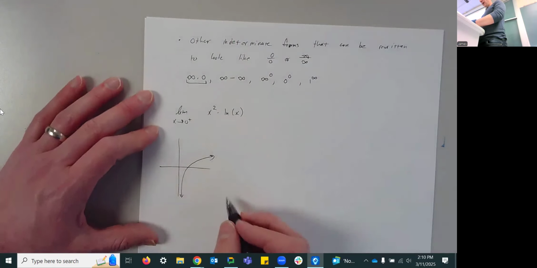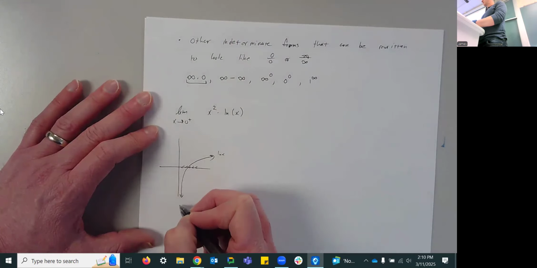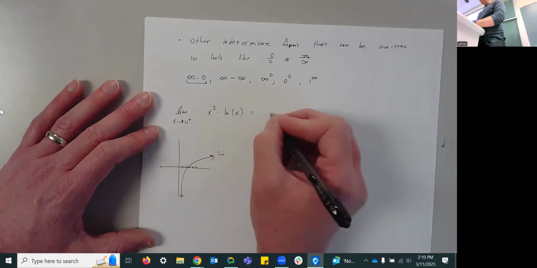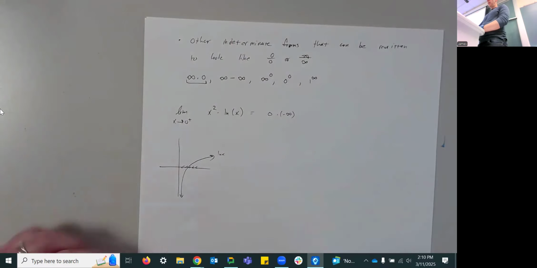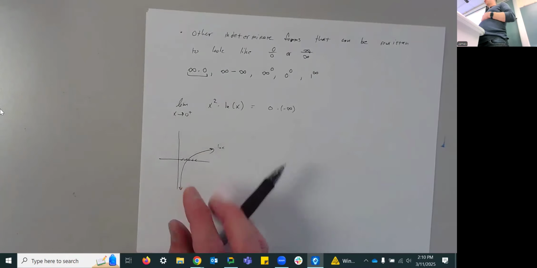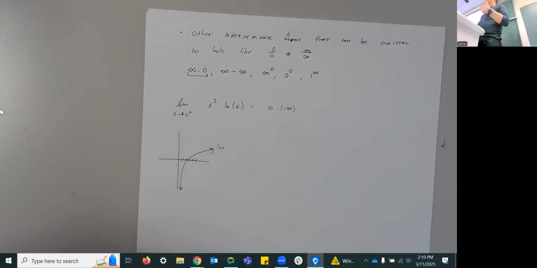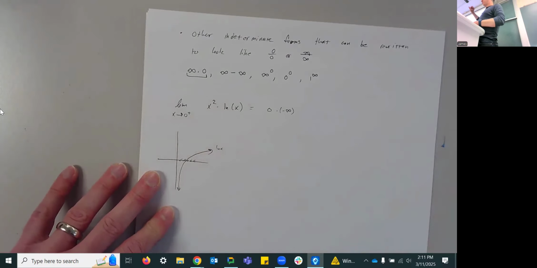And so we can see that as x approaches 0, the natural log of x function gets more and more negative. So this is like a 0 times a negative infinity, which certainly qualifies as this type. But we can't use L'Hopital's rule because we don't have a fraction. And I can't tell you how many times I've seen people take this and take the derivative of each part and try to use L'Hopital's rule. We can't do it that way. We have to write it as a fraction. So we're going to bring one of these two factors down to the denominator as its reciprocal.